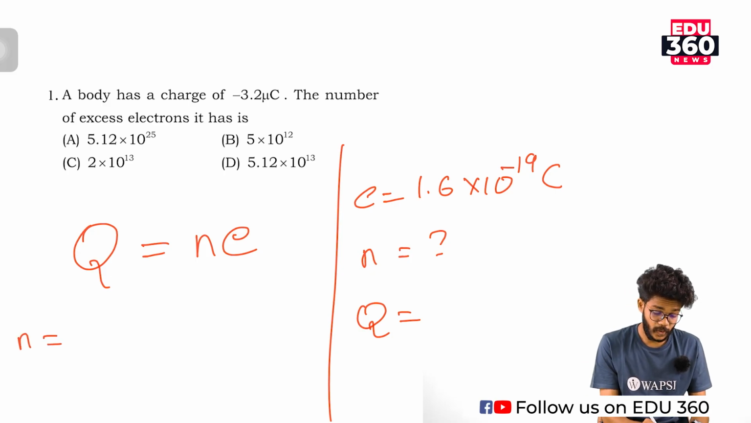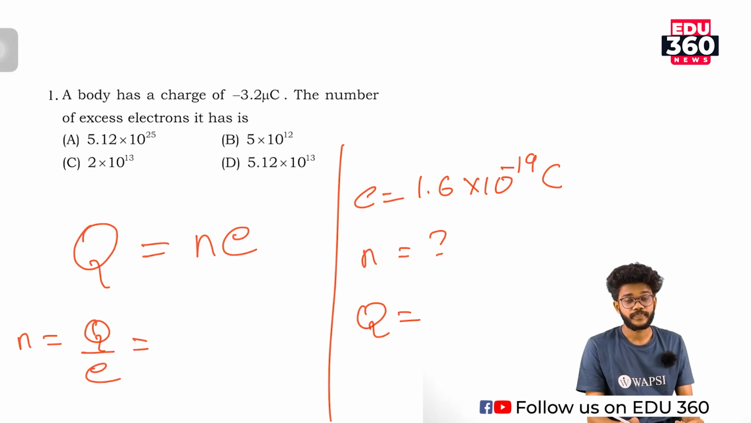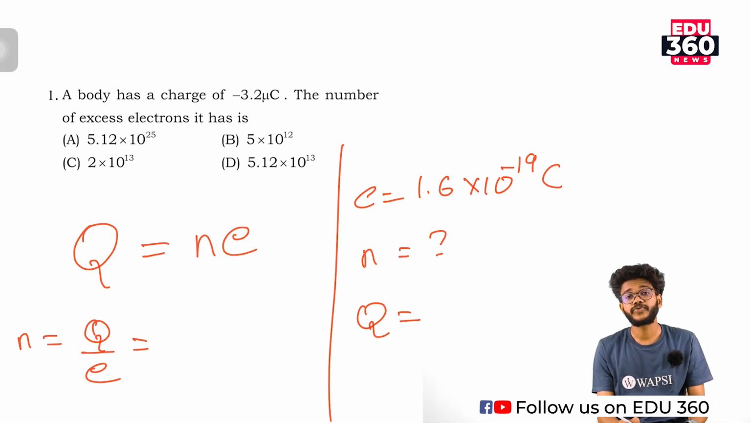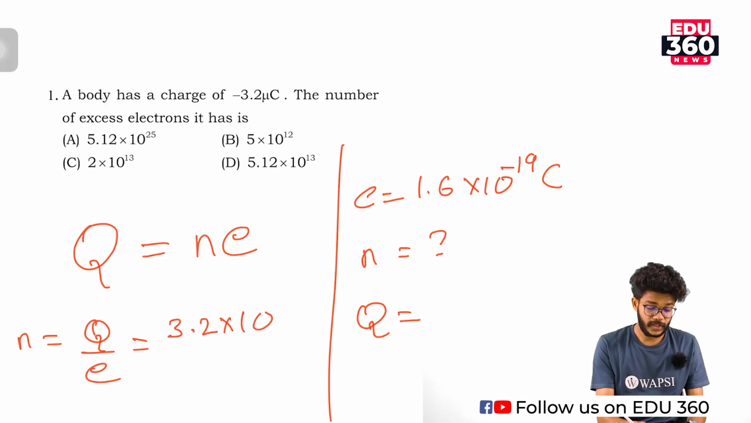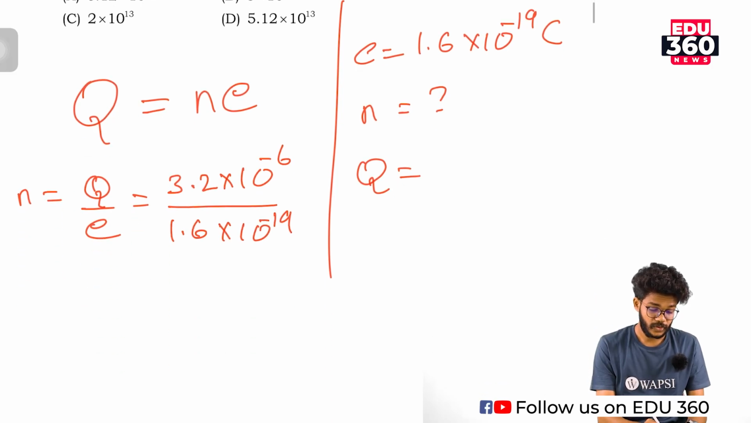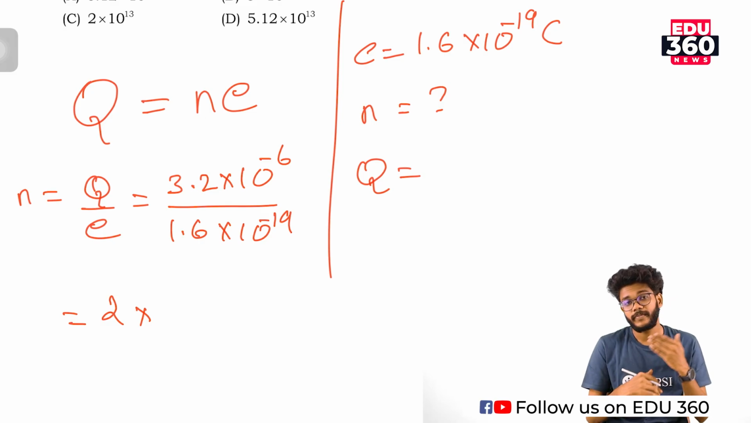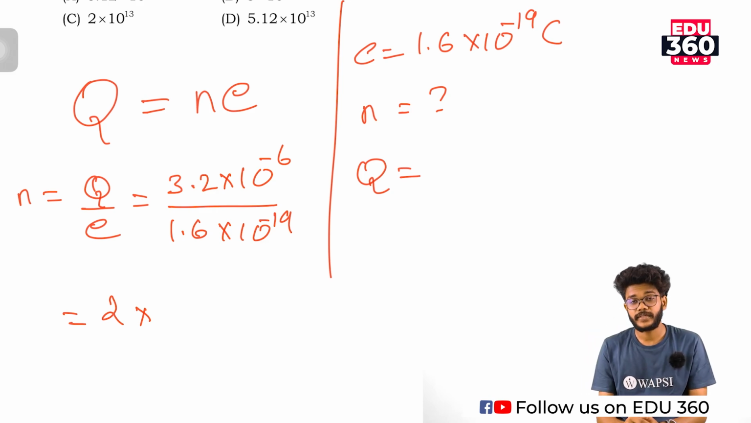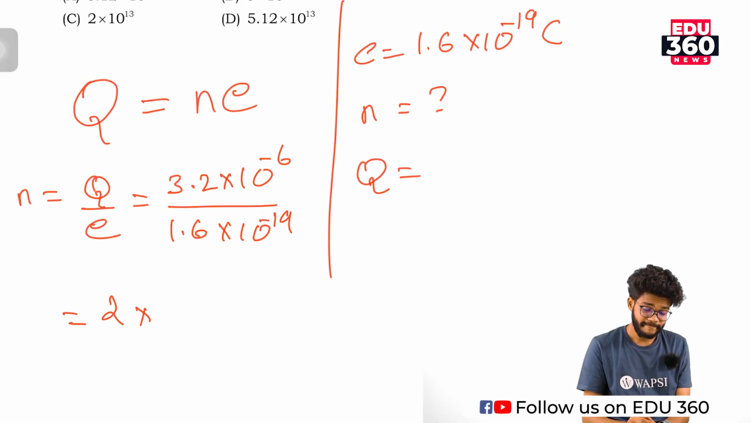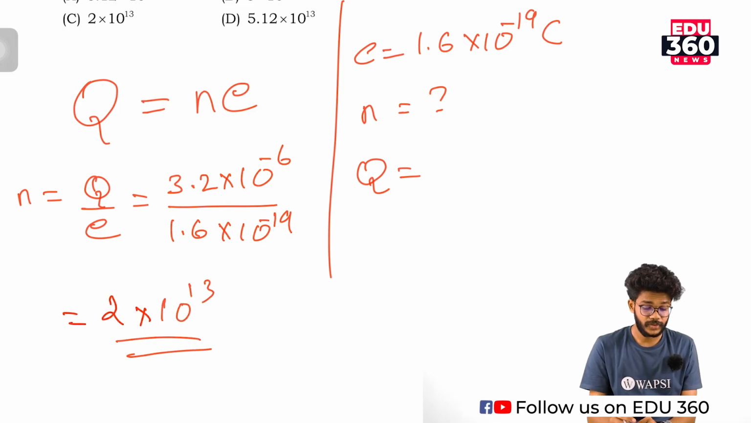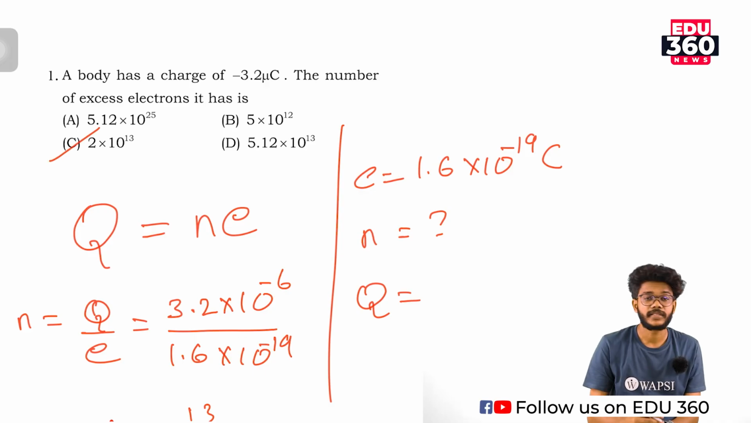So N is equal to Q by e. We can neglect the direction, we only want the magnitude, 3.2 microcoulomb, that is 3.2 into 10 raised to minus 6 divided by 1.6 into 10 raised to minus 19. 3.2 divided by 1.6 is 2, multiplied by 10 raised to minus 19, which goes upside, so it will be 10 raised to 19. 10 raised to 19 into 10 raised to minus 6 gives 19 minus 6, which is 13. 2 into 10 raised to 13, which is option C, is the correct answer.